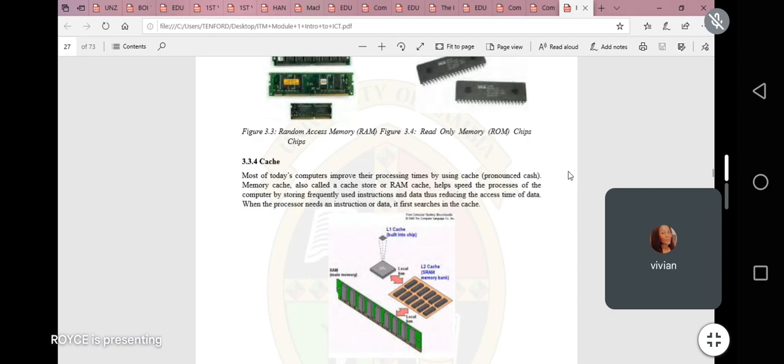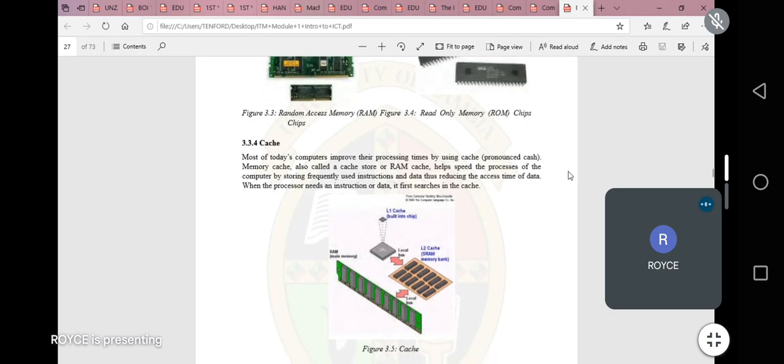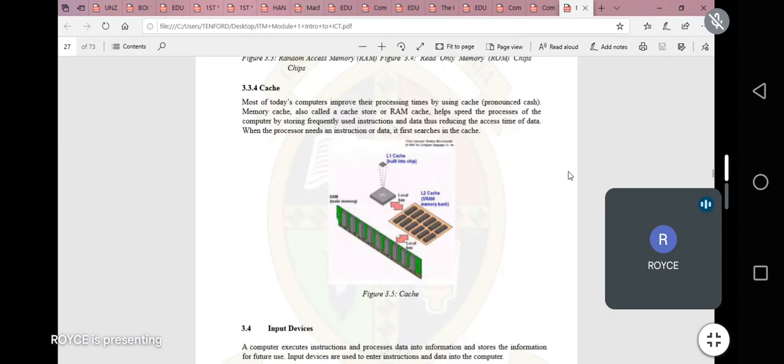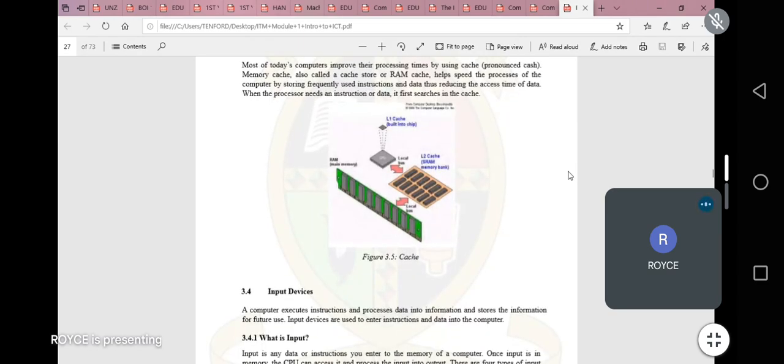Yes, I understand. So it's going to keep instructions which are frequently used, so that you can easily access them. You don't have to go back to the main memory and get them again. This picture illustrates how the cache works. You will notice that the cache is closer to the CPU.